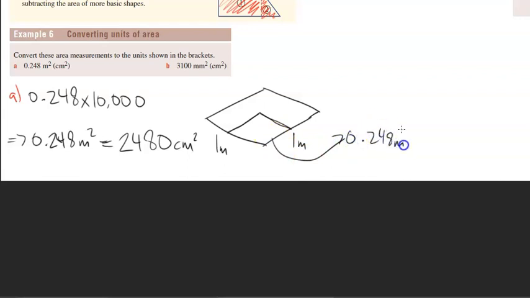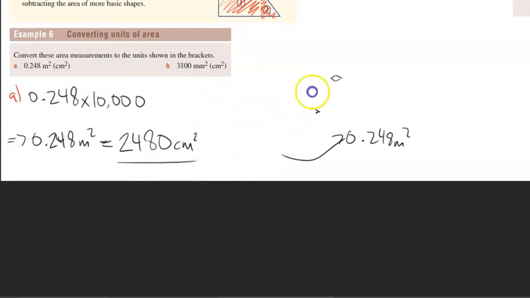So 0.248 squared meters is less than 1 because it's a decimal. And this is saying, how many small centimeter squares can fit within this little area in here? Well, after the conversion, we know that 2,480 of these can fit within there. That's what this question is saying. That's the visual side to it. But all you have to do is get the right conversion, follow the chart, and go from one to the other. Let's have a look at the second one.